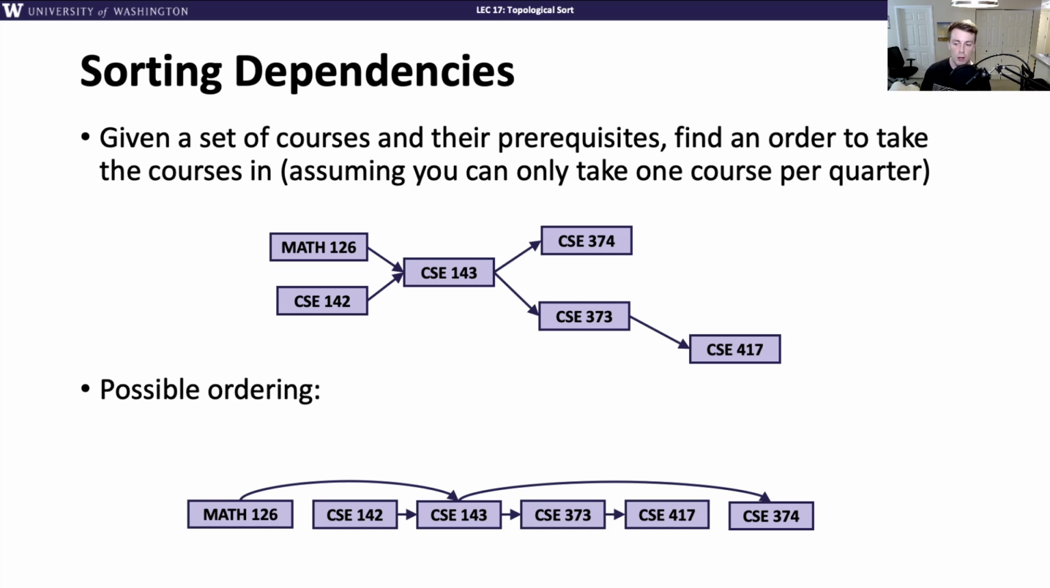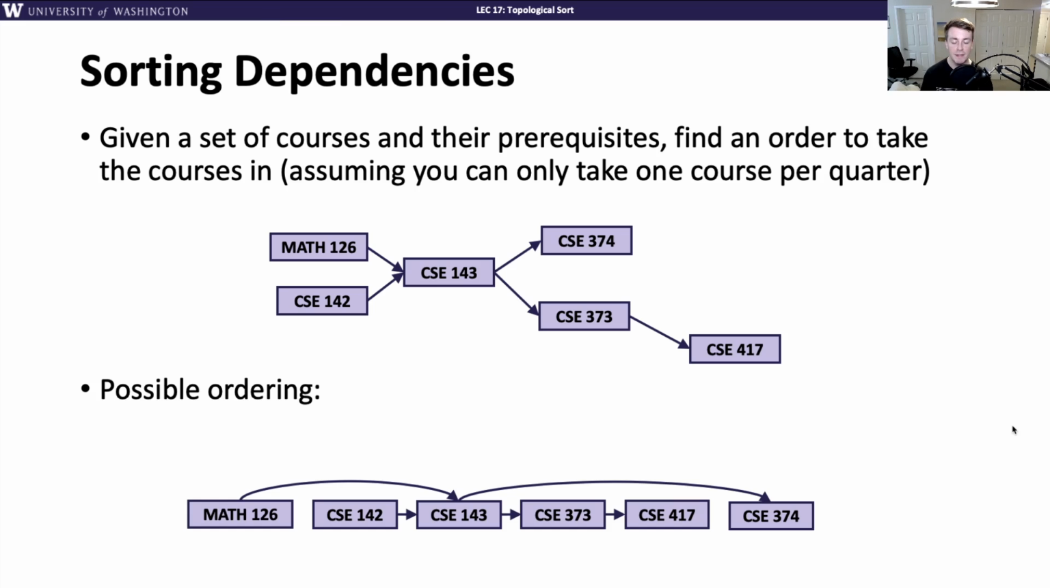Now, the important part of this ordering is that you always take courses such that you don't violate one of these prereq constraints. There might be multiple orderings that exist that don't violate these constraints, but we want to come up with an algorithm that, given some graph, will be able to determine one of them.